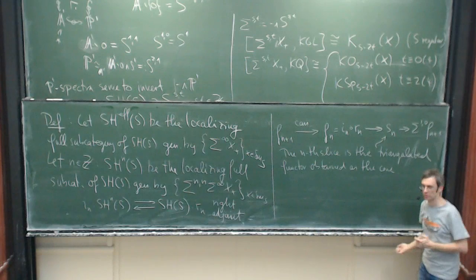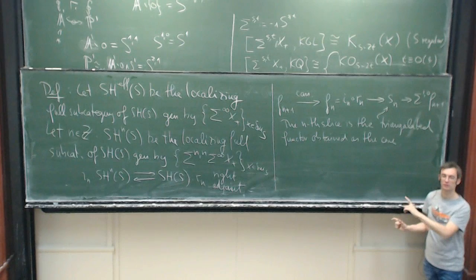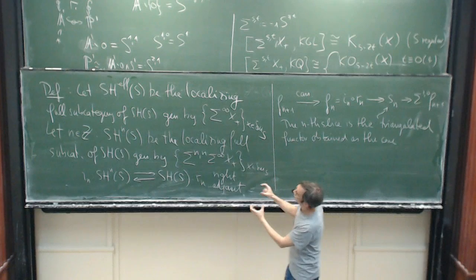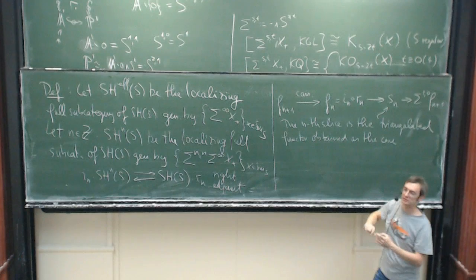Okay. And what might be slightly surprising if you dealt with triangulated categories is that this is actually a functor. But the reason is that this filtration is built such that the nth slice is right orthogonal to the n plus 1 effective objects. This is basically the reason for this being a functor.